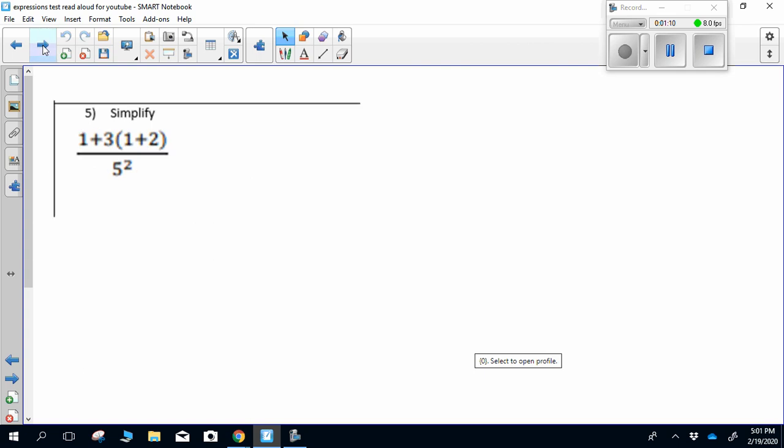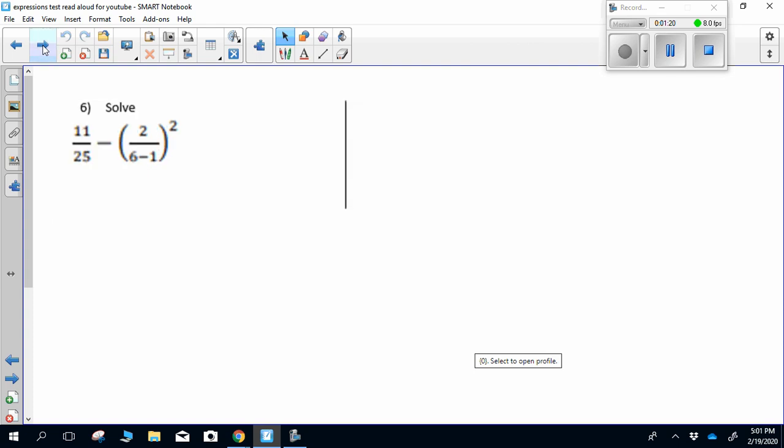Number 5, 1 plus 3, parenthesis, 1 plus 2, parenthesis, over 5 to the 2nd power. Number 6, solve. 11 over 25 minus 2 over 6 minus 1, the quantity squared.